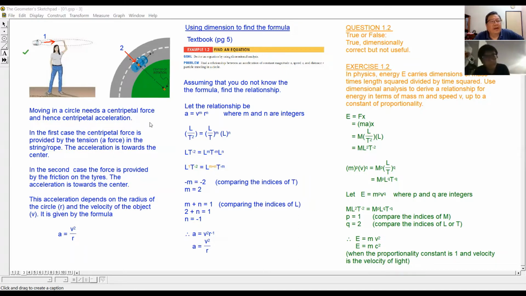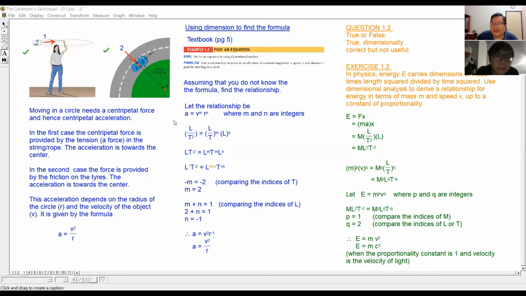The next case, let's say there is a car negotiating a corner, and the car is moving in a circle, or maybe part of an arc. In order for the car to turn in a circle, there must be a force pushing the car towards the center. Otherwise, the car will go straight. But you want to turn, so there must be a force pushing it towards the center. And that force is the centripetal force.